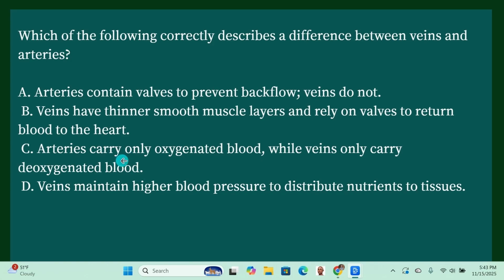Now, remember what I was saying. The thing about arteries is they carry fluid away from the heart, whether it's oxygenated or deoxygenated. This is super important to remember. So that has nothing to do with why we call arteries what they are and veins what they are. And D, veins maintain higher blood pressure to distribute nutrients to tissues, and that's not true.